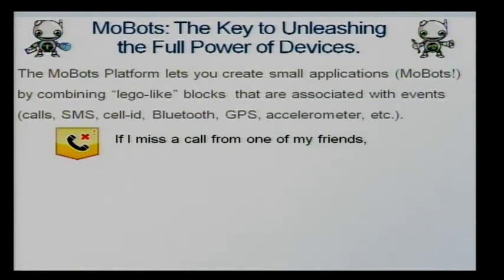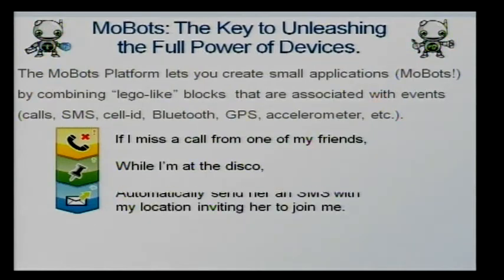And here is an example of what they're doing. First of all, you get your building block. If I miss a call from one of my friends, while I'm at the disco, I've used my GPS, and I can automatically send her or him an SMS with my location inviting them to join me. This is all pre-set up, so wherever you are, you can have an automated response to your friends.